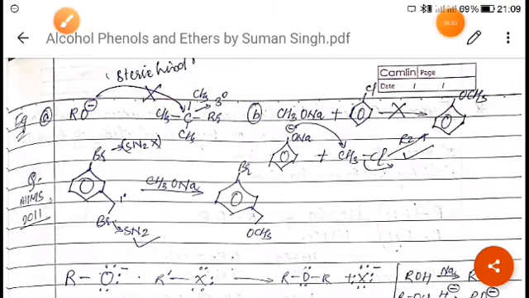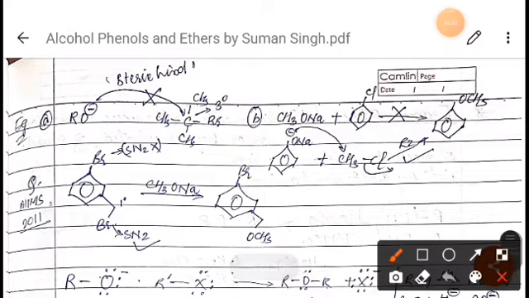Now next, as you can see here, when we are using CH3ONa in the presence of chlorobenzene, we will not get this, because chlorobenzene will not react, right?